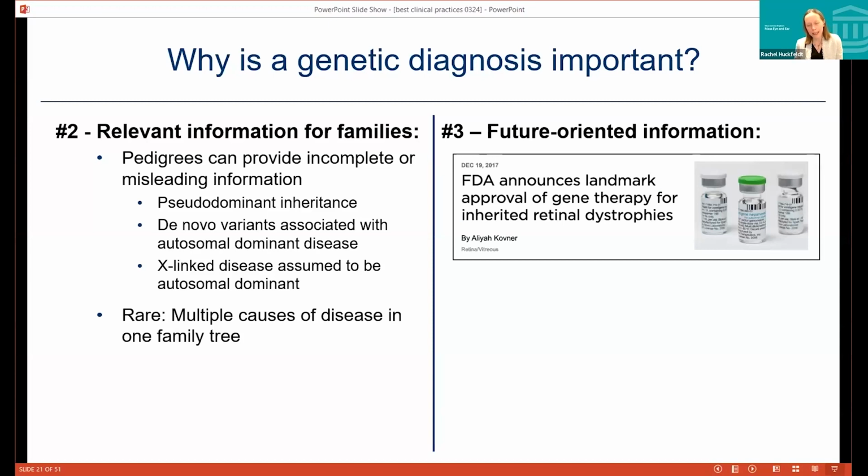And then finally, getting a genetic diagnosis is really a future-oriented action, right? With the approval of Luxturna in 2017, we have tremendous optimism that we are looking forward to a future with more and more gene-specific treatments. So I think this is important information for any patient with an IRD that orients our attention not just for now, but for the future.